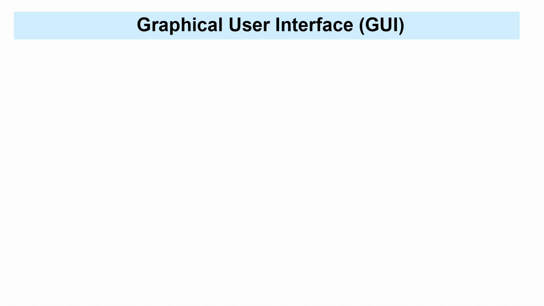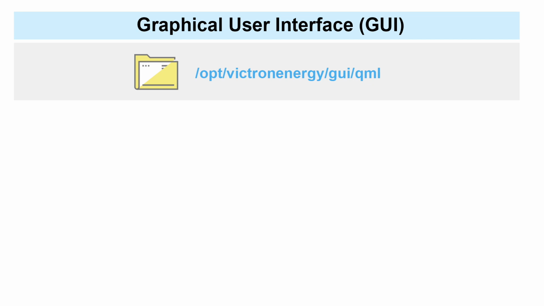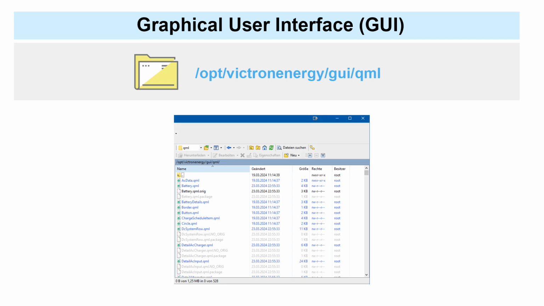In this workshop, we make changes to the graphical user interface, the so-called GUI, and all the files for the GUI are in the directory /opt/victronenergy/gui/qml. It's like an Explorer on your PC. It's the same on the GX device. You can find files in different directories. So for the GUI, it's this one.